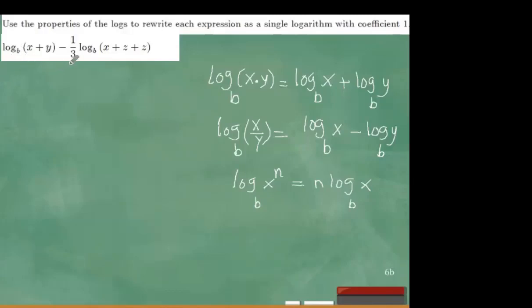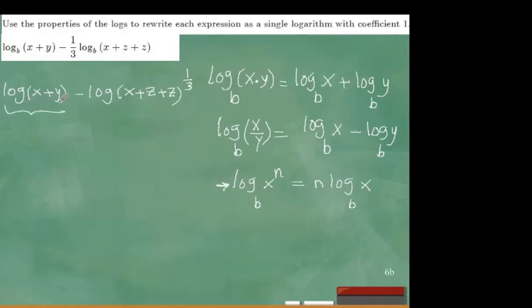Looks like that here I can move this 1 over 3 as the exponent. So let's do that one first. I have log of x plus y minus log of x plus z to the power of 1/3. We're using the third property here, this one.